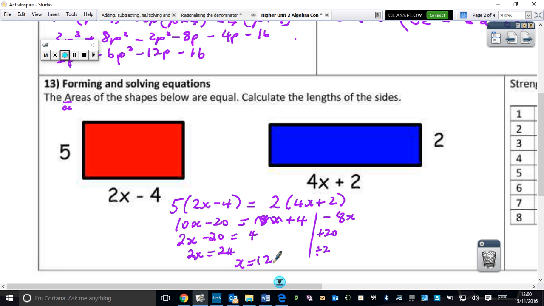Calculate. So let's do that. So we know x is 12. Then it says calculate the missing sides. So actually think about how long those sides are. For this one, it's 4 times 12 add 2, because we changed the x to a 12. So that's 48 add 2. So that length is 50. And this one is 2 times 12 take away 4, which is 24 take away 4. So that missing side is 20. Okay, and that's a really difficult one to go for.